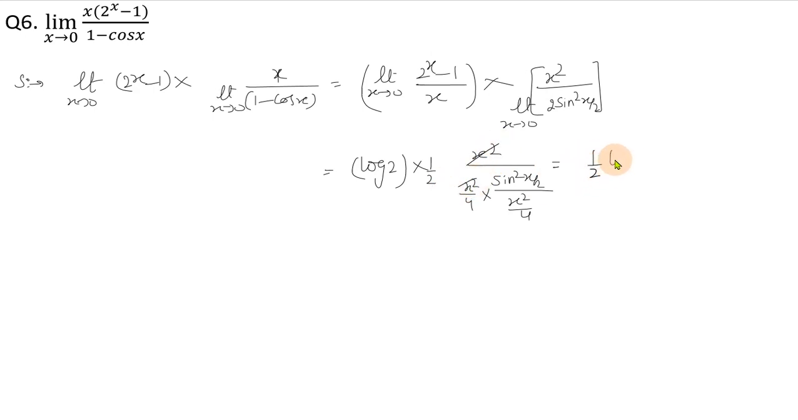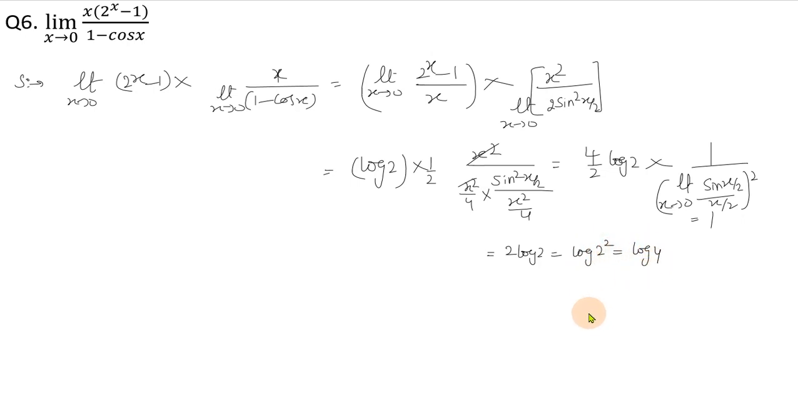So 1 upon 2 log of 2, and this 4 goes up into 1 upon limit x approaches 0, we can write it as sine x upon 2 over x upon 2 whole square, and this term is equal to 1. So we get answer as 2 log 2. This can be written as log 2 square, that is log 4, by applying the property I just told you earlier: log of x power n can be written as n into log of x, and the number multiplied in front can be taken in the power. Let's move to next question.